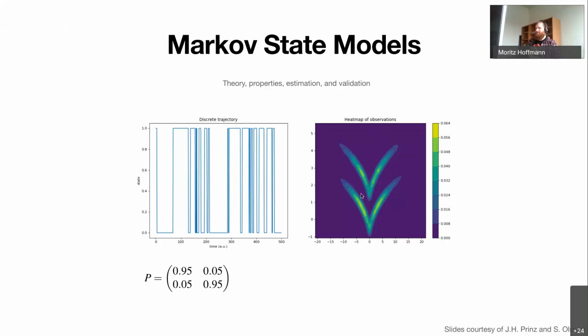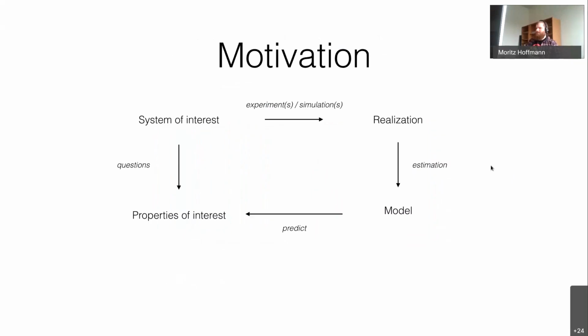right? So for instance, you would have these two wedges, and each of the wedges would correspond to one of the discrete states, and then you could try to decipher, based on a time series like this on the right-hand side, what was the ground truth. Right? This is a very simple example of a Markov state model. But why should we care, right?